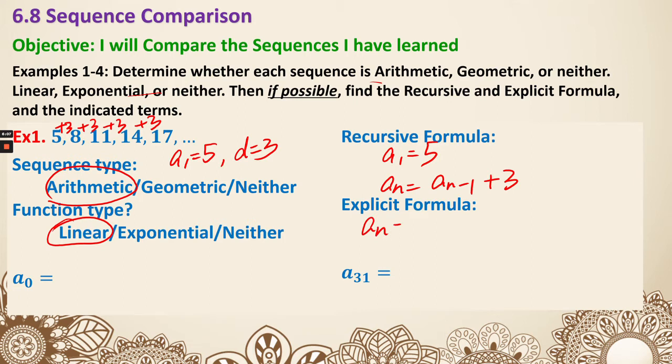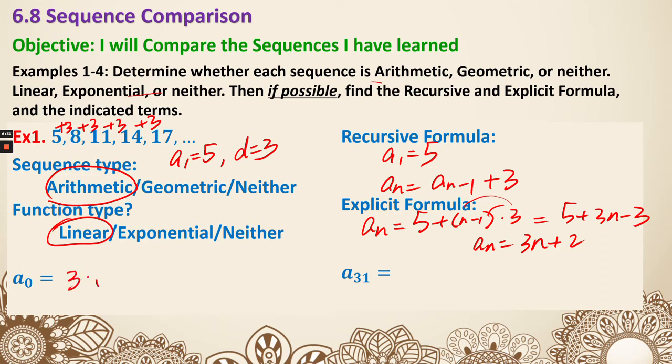Explicit formula, a sub n is 5 plus n minus 1. There are n minus 1 common differences, so times 3. Distribute, we're going to get 5 plus 3n minus 3. Final answer, a sub n equals 3n plus 2. Make sure you simplify that. And for a sub 0, you can use the sequence to trace back, or you can just plug in. So a sub 0 basically means n is currently 0. 3 times 0 plus 2 is going to be 2. A sub 31, 3 times 31 plus 2 is going to be 93.